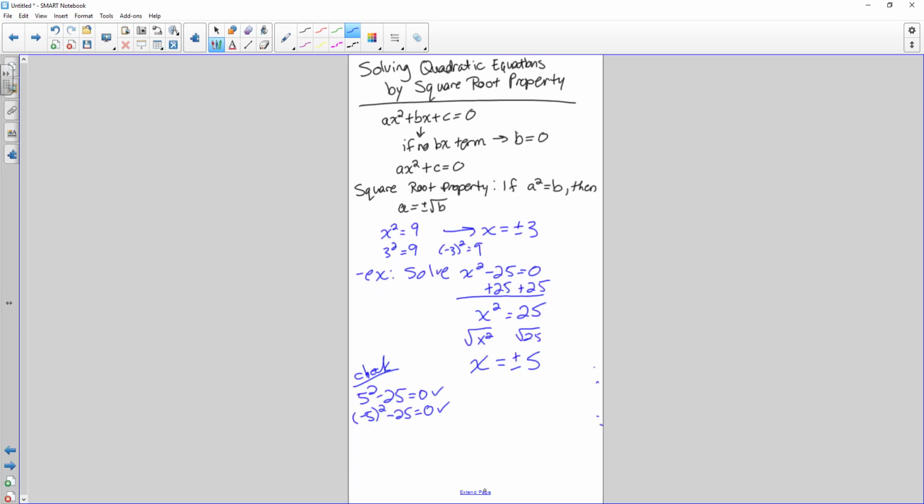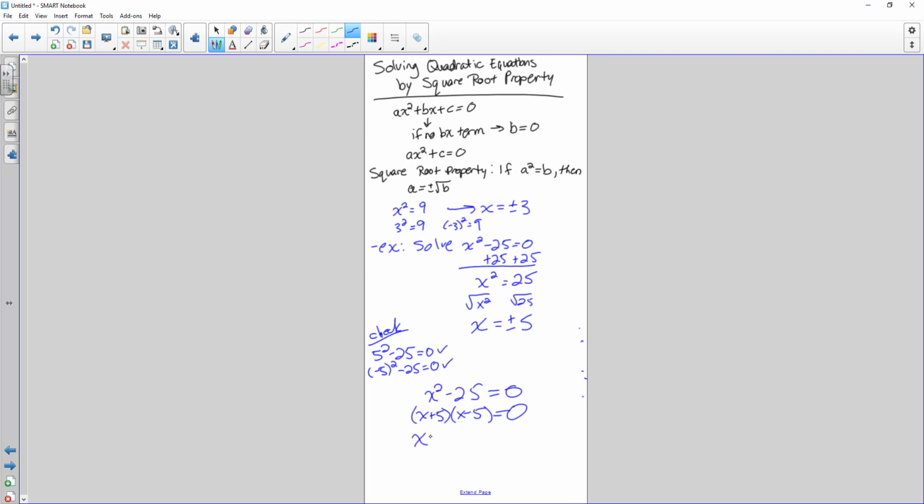The other reason this should make sense is, let's think about x squared minus 25. If I factor that, it factors into x plus 5 times x minus 5. If this is equal to 0, then using the zero factor property, x would be negative 5 or positive 5. So regardless, I get two answers, a positive 5 and a negative 5. Using that plus or minus shows that.